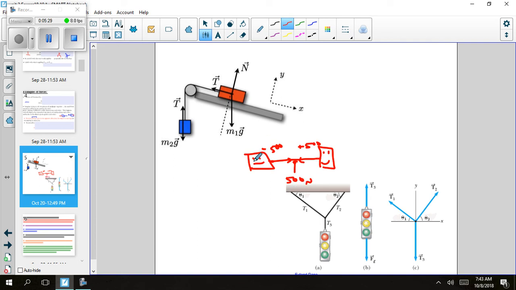So normally tension is going to be whatever the maximum force being pulled on it is, and that's going to be in the center.